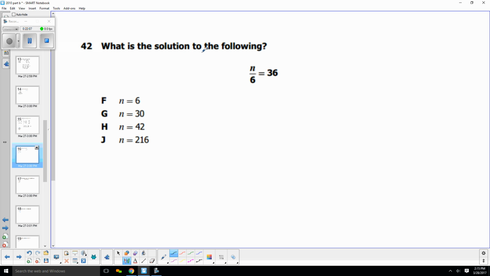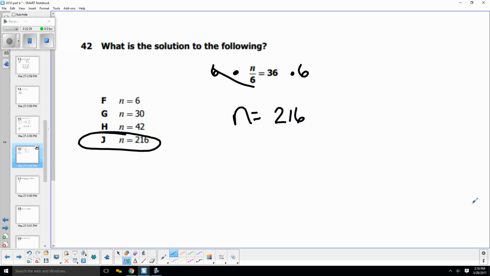42. What is the solution to the following? Again, you're going to solve this. Find your variable. What are you doing with your variable? So the inverse operation of dividing by 6 is I'm going to multiply by 6. These cancel off and leave me with n equals 216, which is J.